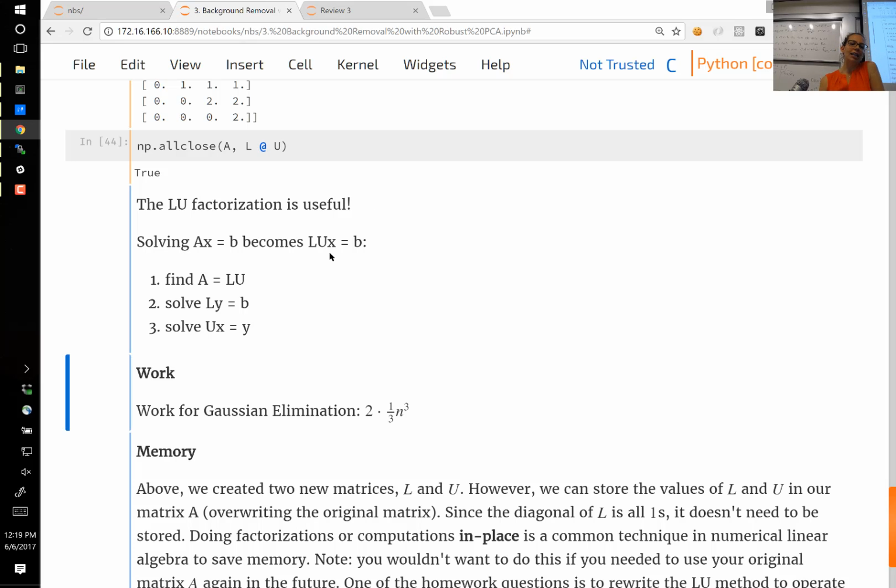So yeah, but before we get to that, I just wanted to highlight that the LU factorization is useful. Solving Ax equals b becomes LUx equals b. Then you can solve Ly equals b and Ux equals y. And what might be nice about solving steps 2 and 3, those are both triangular systems. Can anyone say why those would be a better thing to solve than your full system?